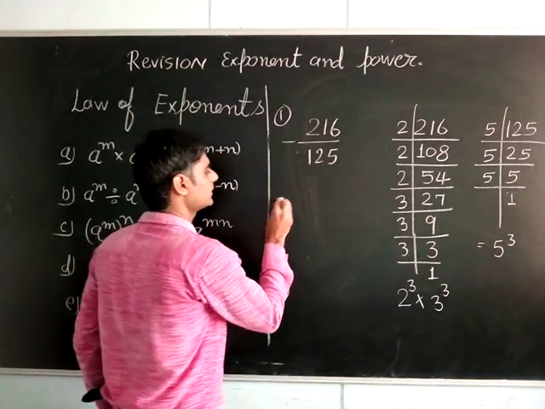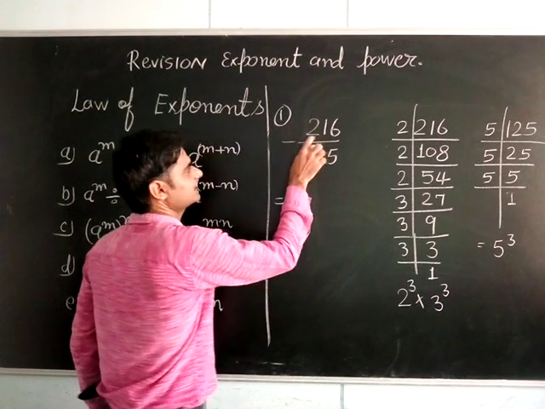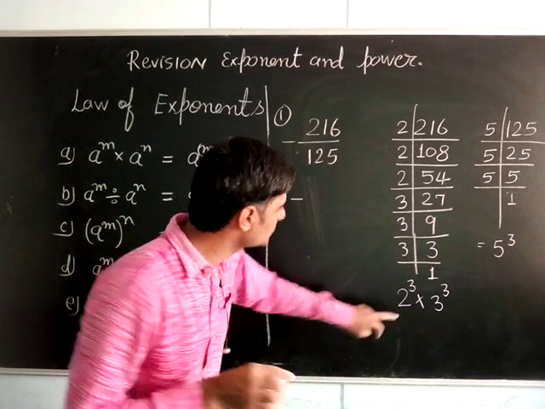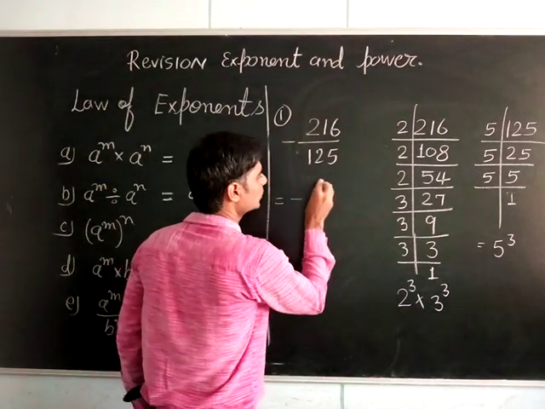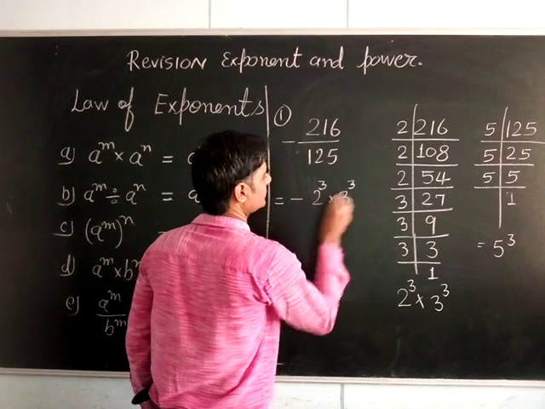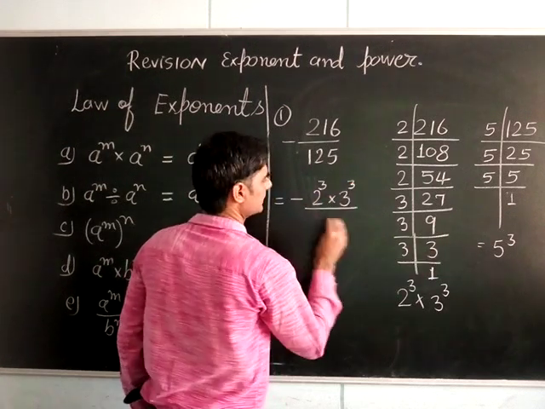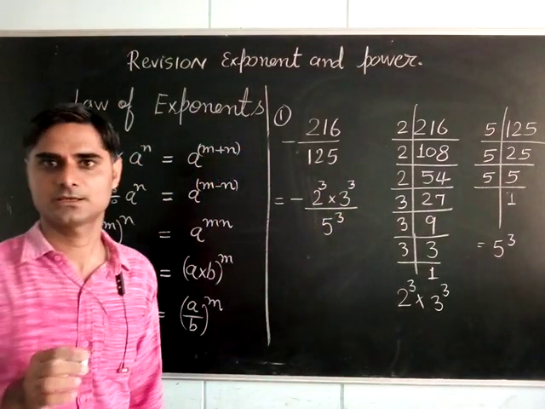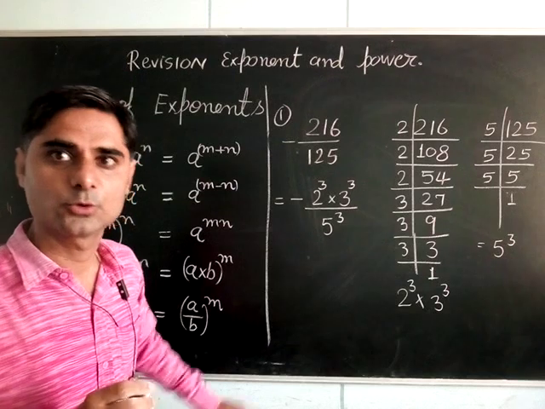Okay, so this will be equal to minus sign as it is, 216. 216 is equal to, you can take here, 2 power 3 multiplied by 3 power 3, divided by 125, which is equal to 5 power 3. Right? So now what to do?